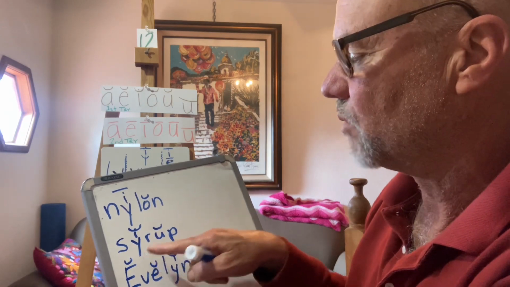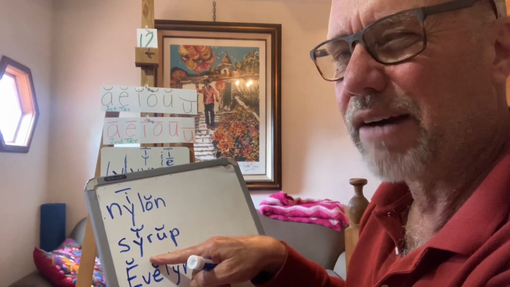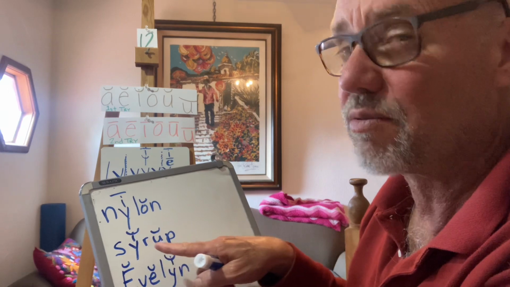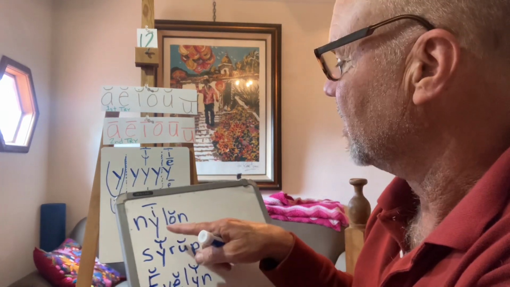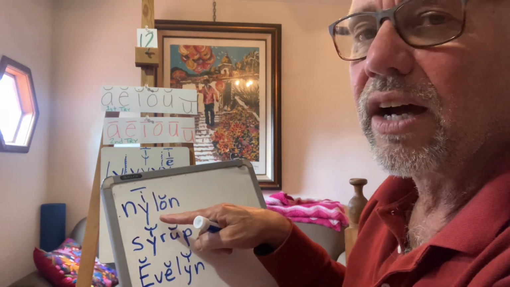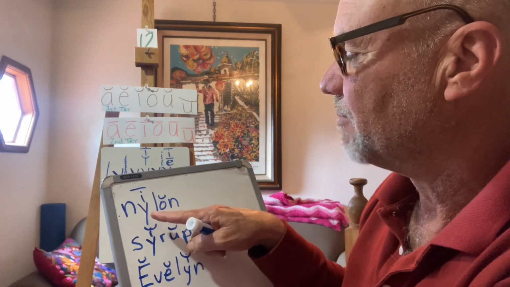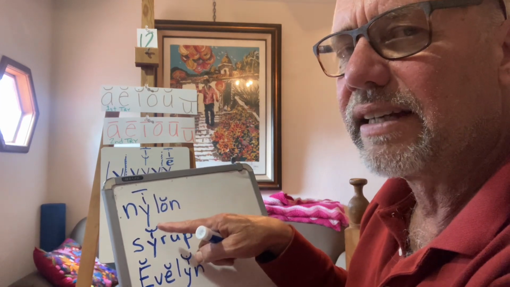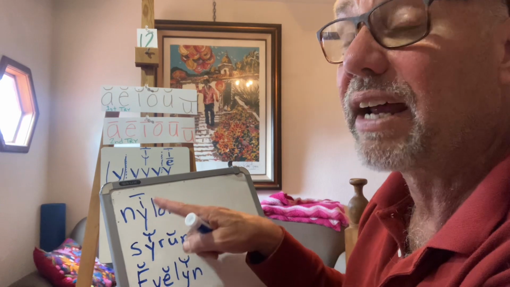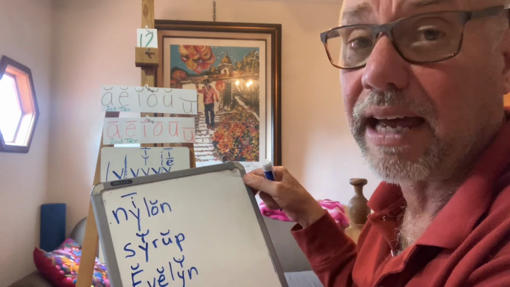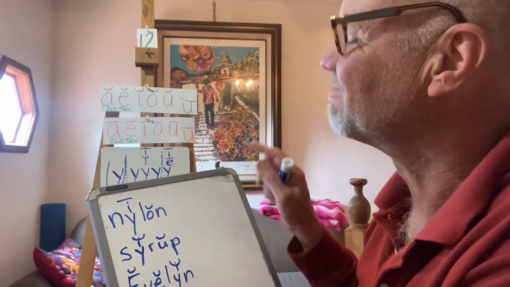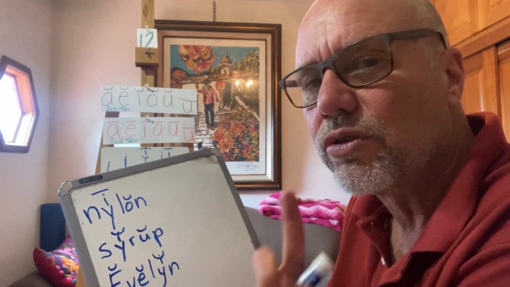Syrup. First try, I. Y inside a word. Syrup. Is it syrup on your pancakes or syrup? Yes. Y inside a word. First try, I. Do I have nylon, a nylon backpack, or a second try, I? Nylon backpack. Which is it, nylon or nylon? Very good.